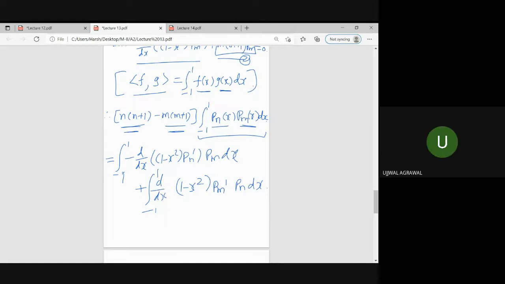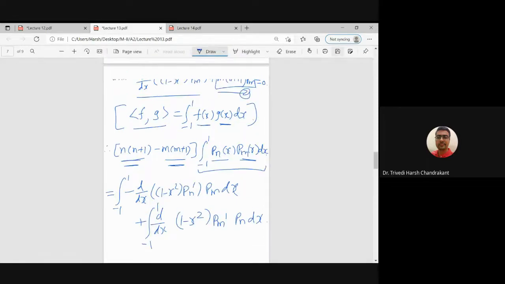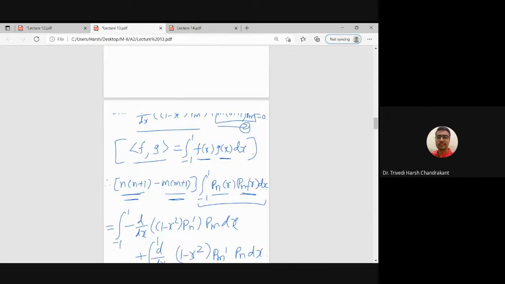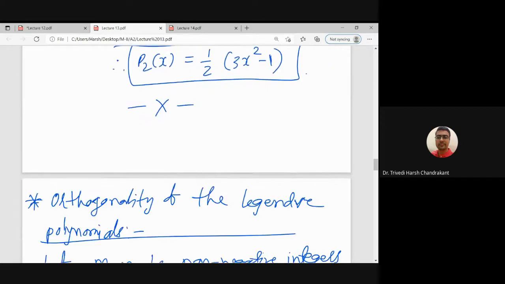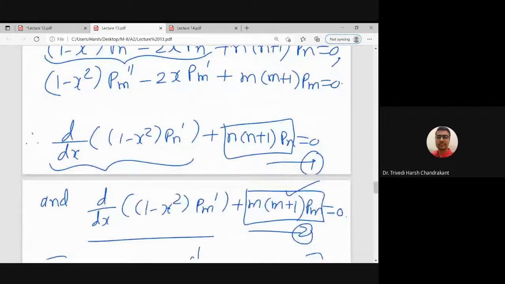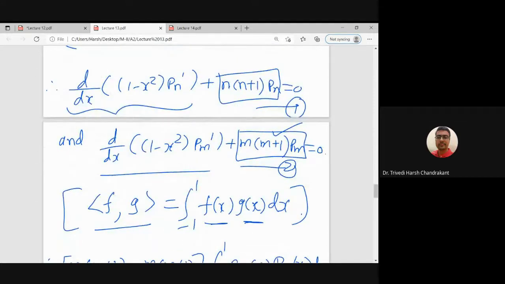I have not understood after equation two, both are separate. Just a minute, equation two. Yeah, so let me repeat that. First we have written down the Legendre equation corresponding to m and n, that is these equations.